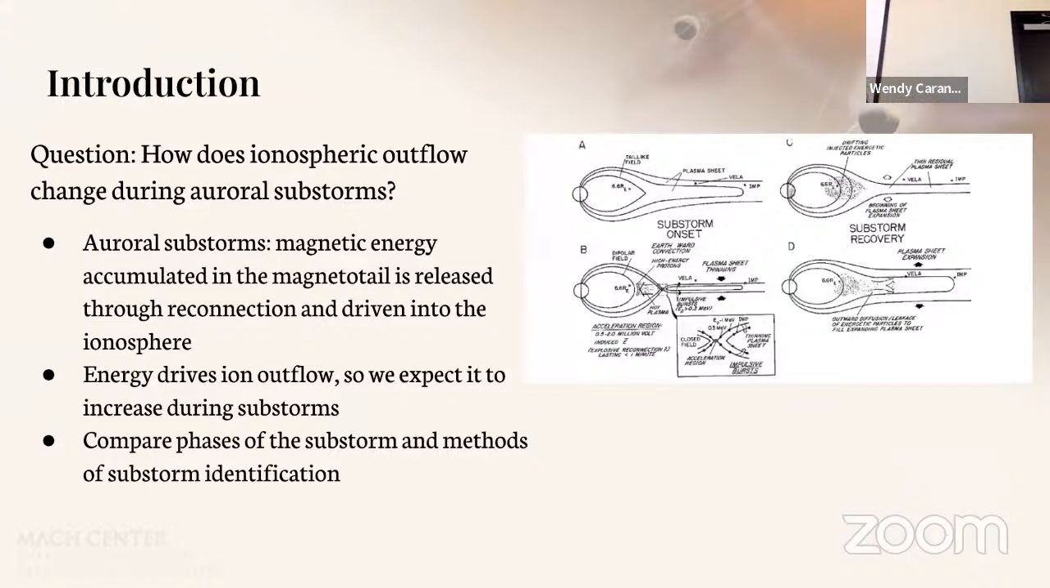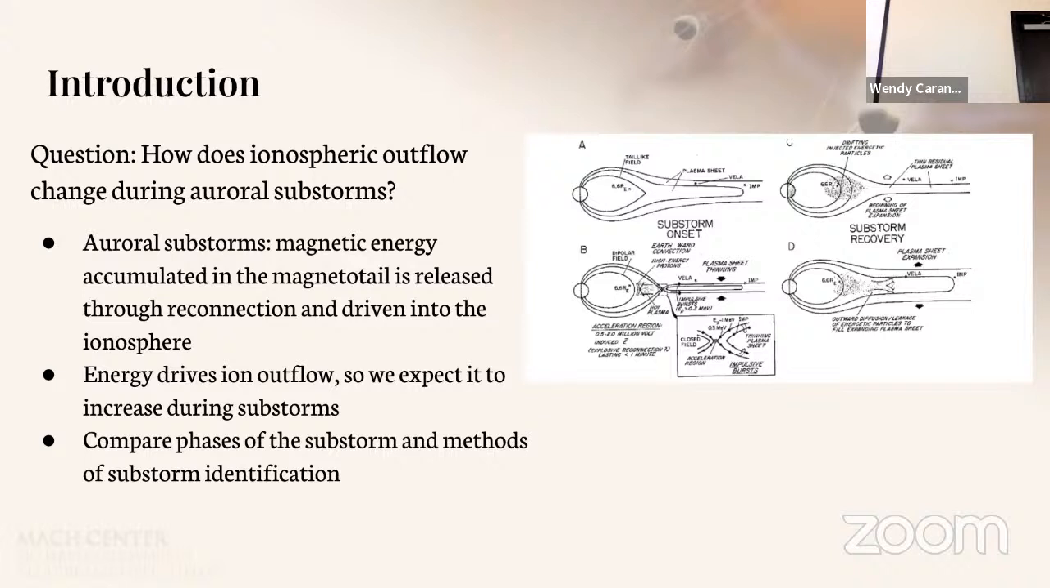Specifically, how ionospheric outflow changes during auroral substorms. So the first matter of business is to define what a substorm is. This is a phenomenon that occurs when magnetic energy has been accumulated in the magnetotail, and then it gets released through reconnection and driven into the ionosphere.